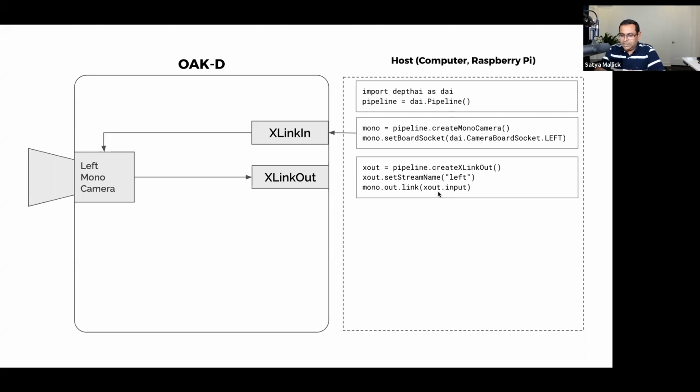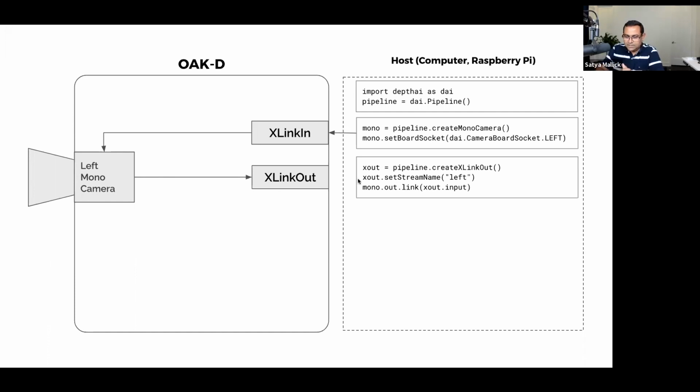Okay. Now we will link the output of this camera, mono.out.link, so this output gets linked to the input of this XOut. And as I had mentioned before, every node has inputs and outputs, and some of these nodes can have multiple outputs.